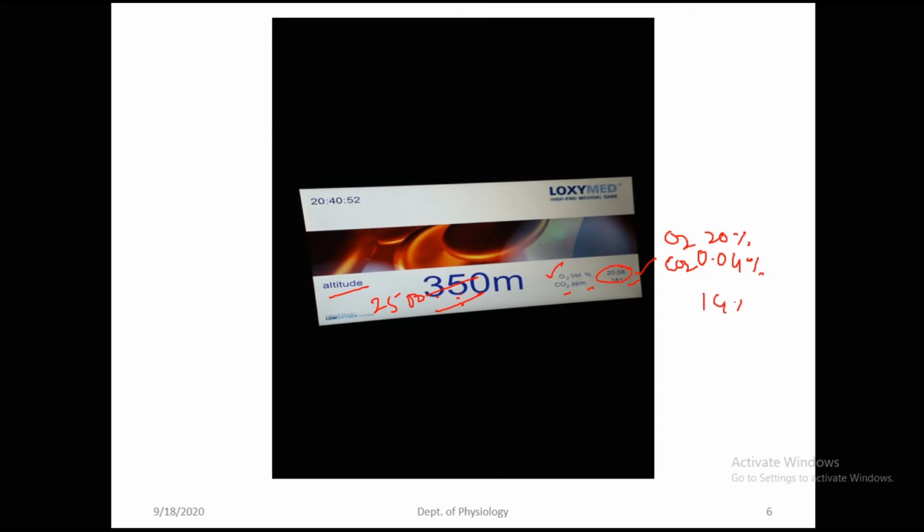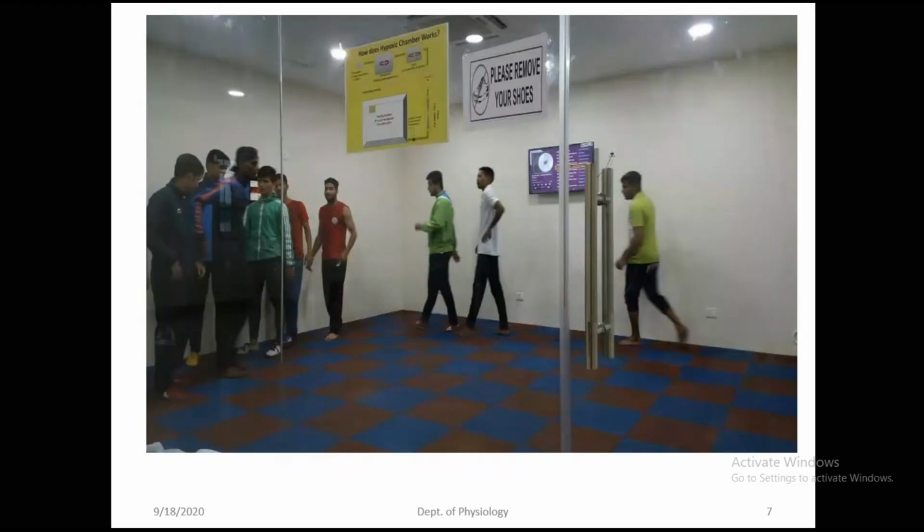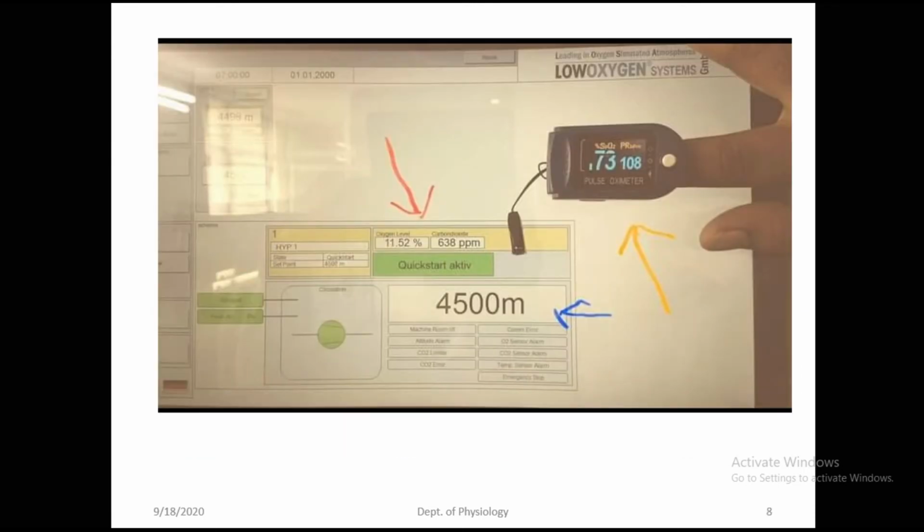So the partial pressure or oxygen concentration becomes 14%. And now the chamber is being utilized by the players for their general training purpose. These players belong to the wushu game, so they usually perform some general kind of training in the hypoxic chamber in the morning time. So this was the training protocol photo that we obtained during their training schedule.